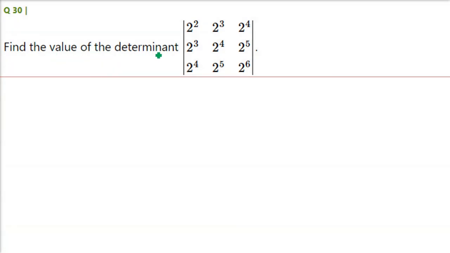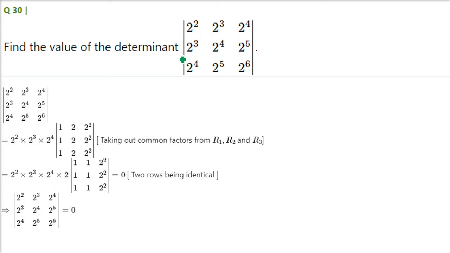Find the value of the determinant. Now either you open it and solve it, which will take a lot of time, or let us apply the property. The property is to just take the scalar outside. Let us take certain common factors. You can take it from rows or columns, either way, it's up to you.